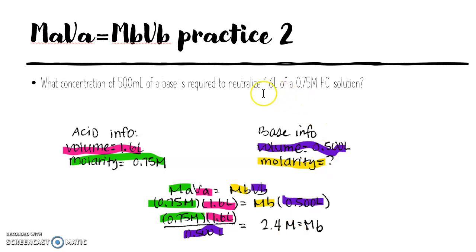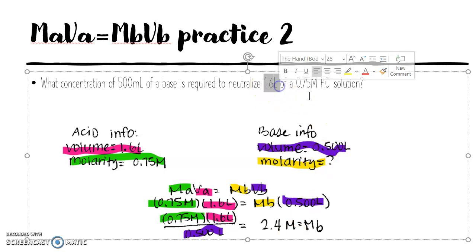Okay, so if you look at this, I have 1.6 liters of a lower molarity acid, and I'm going to try to use less base to neutralize that acid. So if I need less base to neutralize way more acid, that base has to be more concentrated. And so that's why you get the 2.4. Okay, so that checks out.